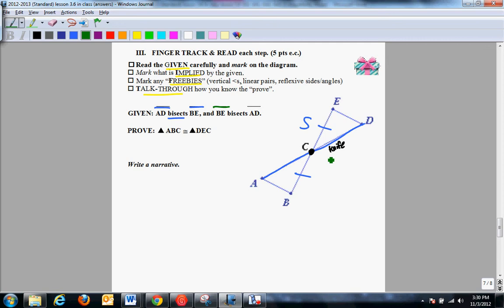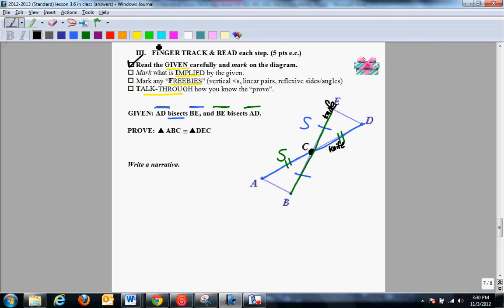Next, BE bisects AD. So it's now going to cut AD in half. So double hatch, double hatch. That makes BE now the knife that cuts AD in half. So there's a pair of sides. We're done with the given information.